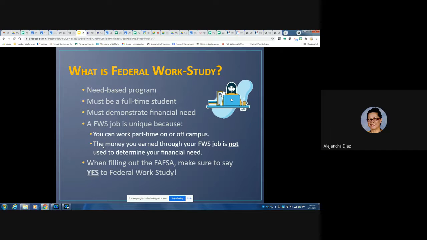Those are the things that we want to make sure that you're aware of, because I think sometimes students see, oh, I get all this extra money, but they really have to take into account what they have to pay for with that money. So I just wanted to say that again.